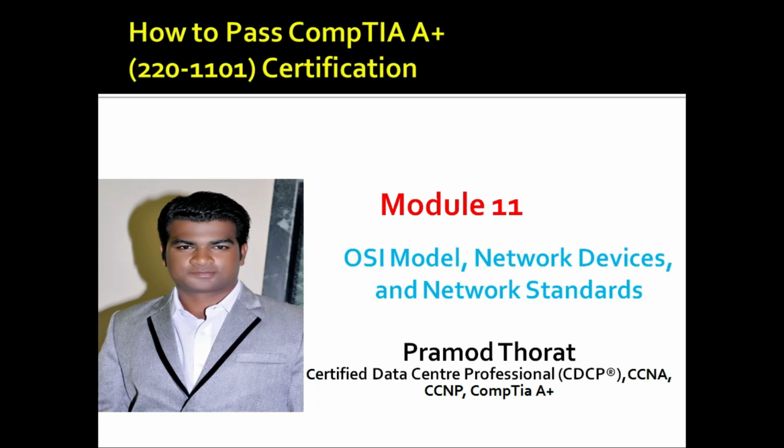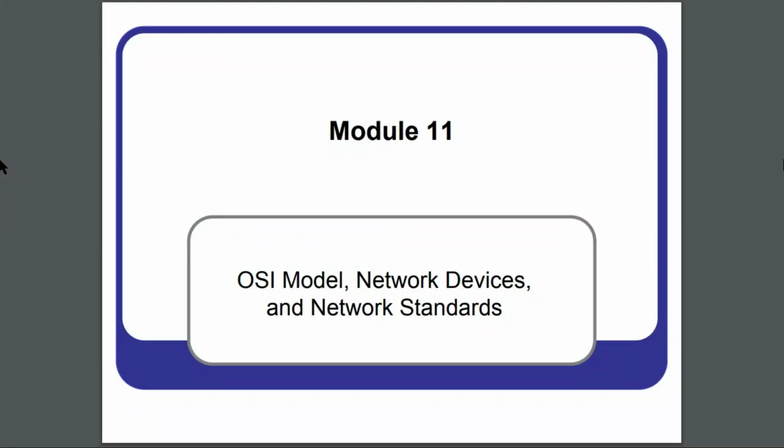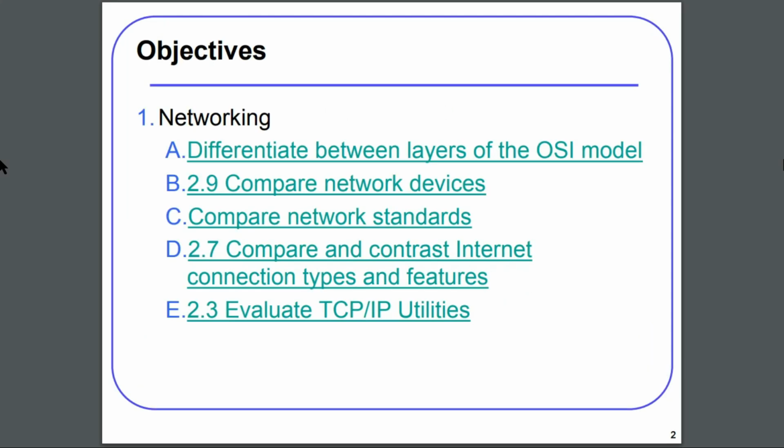So let's go to module 11: OSI model, network devices and network standards. So this is module 11: OSI model, network devices and network standards. The objectives for this module are to differentiate between layers of the OSI model, compare network devices, compare network standards, compare and contrast internet connection types and features, and evaluate TCP/IP utilities.